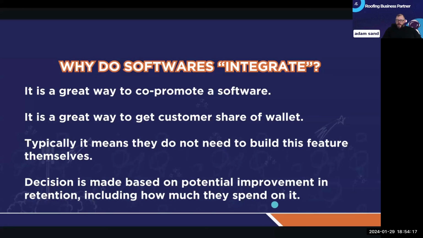So they will spend money on integration because they make a mathematical equation, like they make a hypothesis to say, if we build this integration, we'll probably keep our customers for longer. How much longer? Maybe this much longer. Okay, well, that would increase our lifetime value. Go back to the very beginning, our lifetime value by this much. Okay, and so if we improve our lifetime value, then our company is worth more. So that's why they decide to integrate.